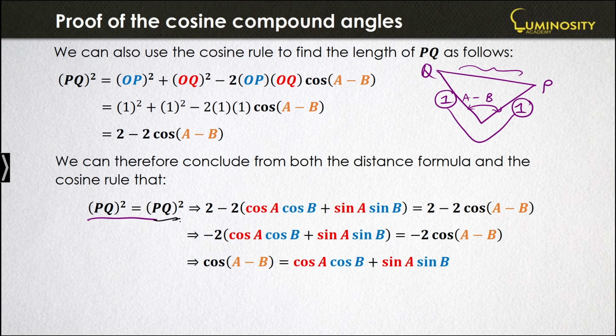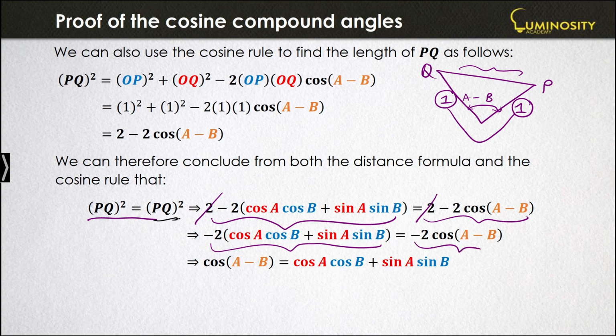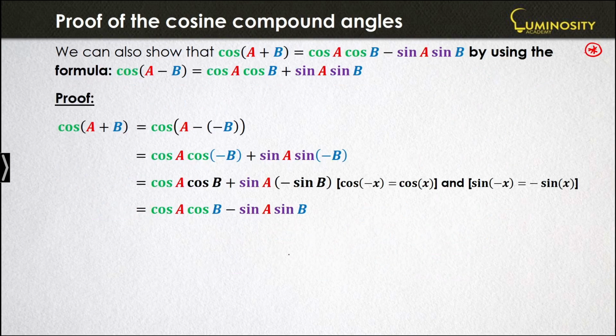So PQ squared is equal to PQ squared. That's what we said. The distances are the same, right? So from the distance formula, that's what I worked out, and from the cosine rule, that's what I worked out. Now I can subtract 2 on both sides, and I'm left with negative 2 times that equals negative 2 times that. Then I can divide both sides by negative 2, and what are we left with? Cos of A minus B equals cos A cos B plus sine A sine B. That's exactly the formula we wanted to show. So we've successfully mathematically proven that cos of A minus B equals cos cos sine sine, where you put A and B, and the sign in the middle is positive, opposite of the negative sign.